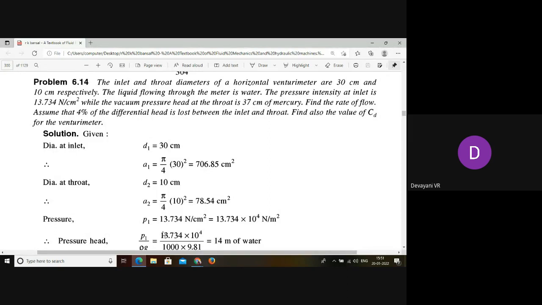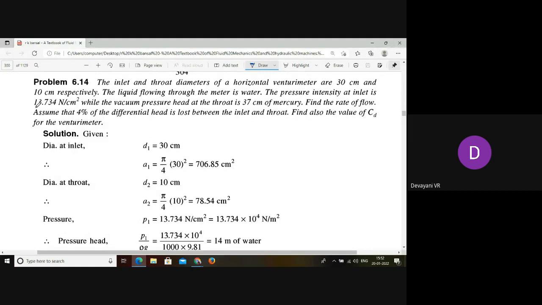So firstly, we should write the given data. So let's take the given data. The given data is the inlet diameter D1 is 30 centimeters, and from there the area at the inlet is pi D1 square by 4, and the value is 706.85 centimeters square. Then the diameter at the throat is given as 10 centimeters, that is at section 2, D2. Then the area will be pi D2 square by 4. And then they have given the pressure intensity at the inlet.